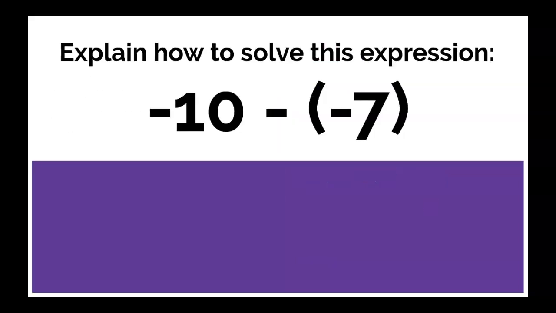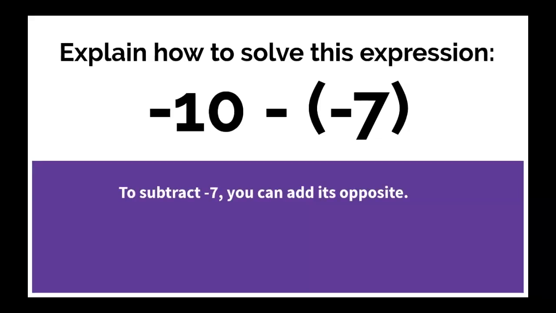All right, I want you to explain how to solve this expression. Think about what you would do to solve -10 minus -7. There are a few options, but one way you might do it is, to subtract -7, you could add its opposite. So we could change -10 minus -7 into -10 plus 7 and get an answer of -3.